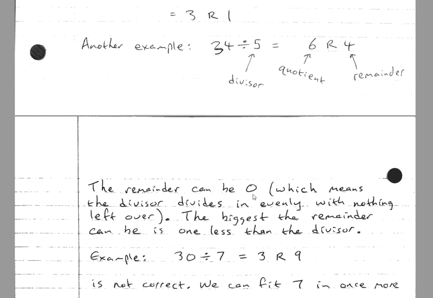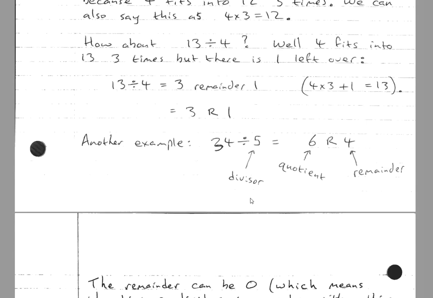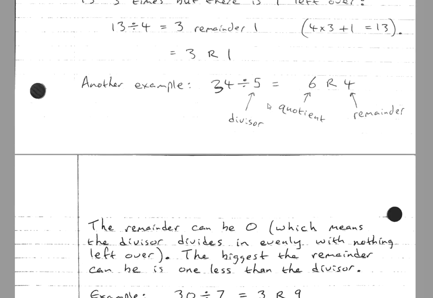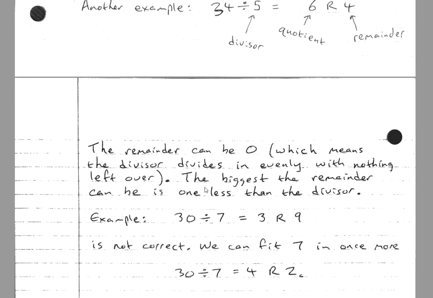All right, so the remainder can be 0. That's the case when it divides in evenly. So 12 divided by 4 was 3, with no remainder, remainder 0. What's the biggest the remainder can be? Well, the biggest it can be is 1 less than the number you're dividing by. If your remainder is bigger than or equal to the divisor, then that means the divisor fits in more times, so you made a mistake.